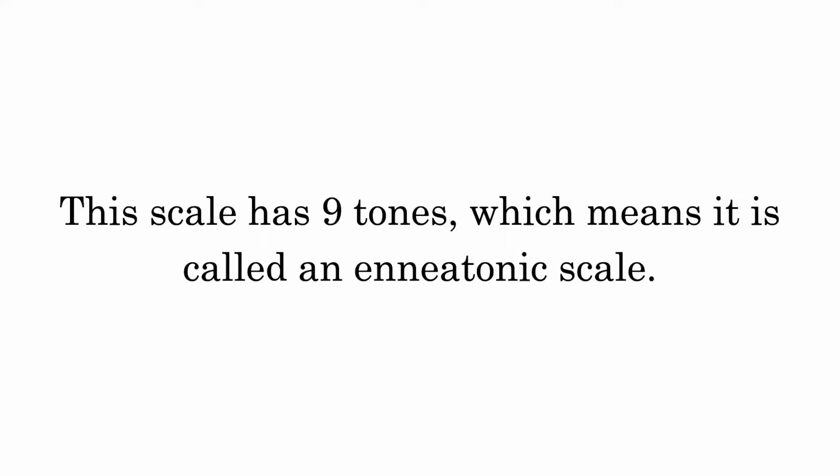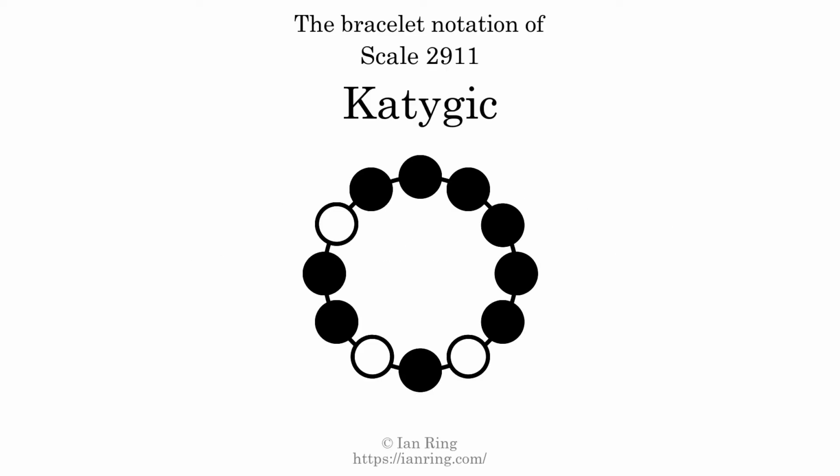This scale has 9 tones, which means it is called an enneatonic scale. This is a bracelet notation diagram of scale 2911. The shaded circles represent tones that appear in the scale, and they are read clockwise, starting at the top.